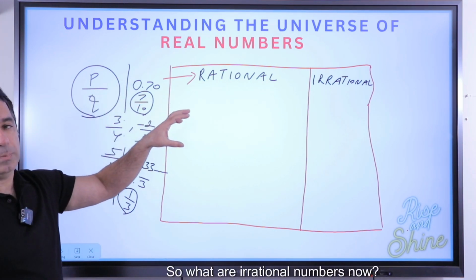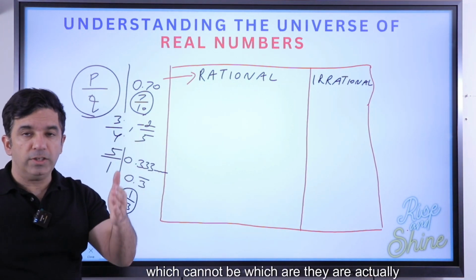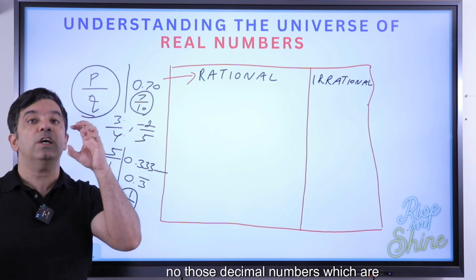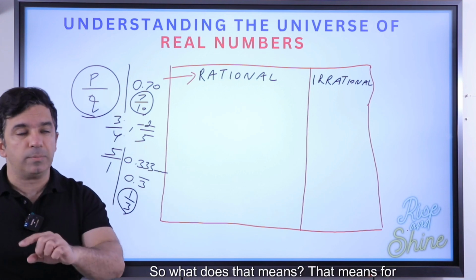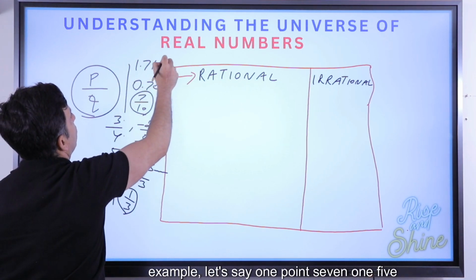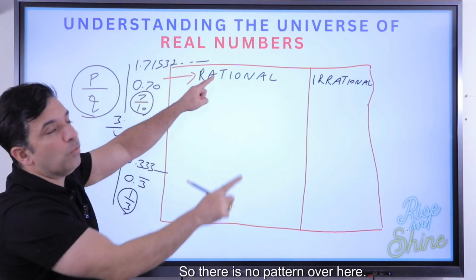So what are irrational numbers now? Irrational numbers are those decimal numbers which are non-terminating and non-reoccurring. So what does that mean? That means, for example, let's say 1.71532 and so on. So there is no pattern over here.